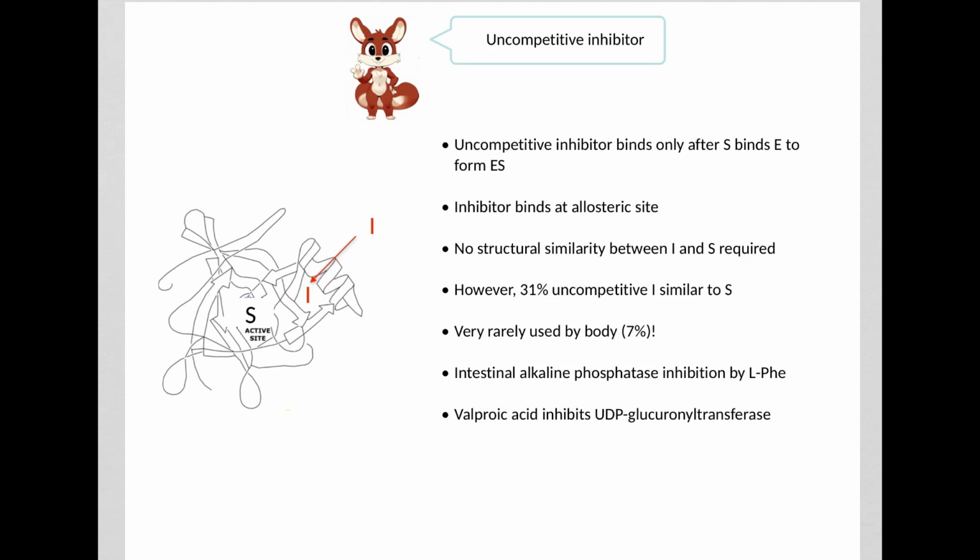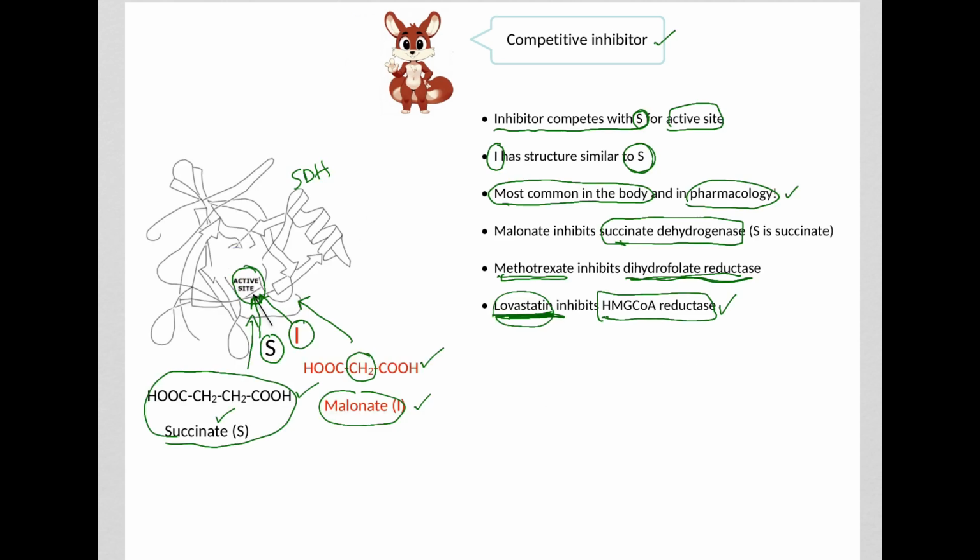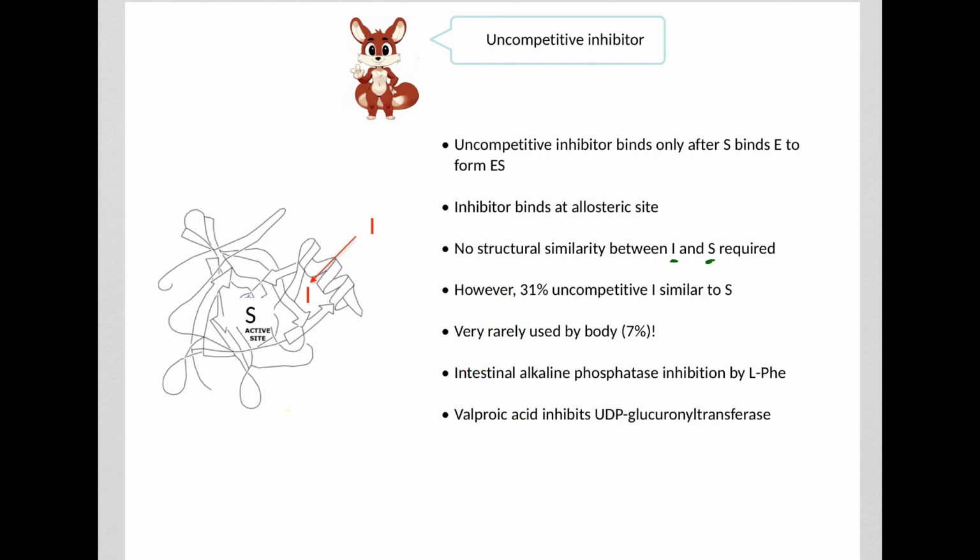So we don't need the inhibitor and the substrate to resemble one another in terms of chemical structure, like we saw in malonate and succinate for competitive inhibition. But it's interesting that studies have shown that in the body, about 31% of the uncompetitive inhibitors actually do have a structure quite similar to the substrate.